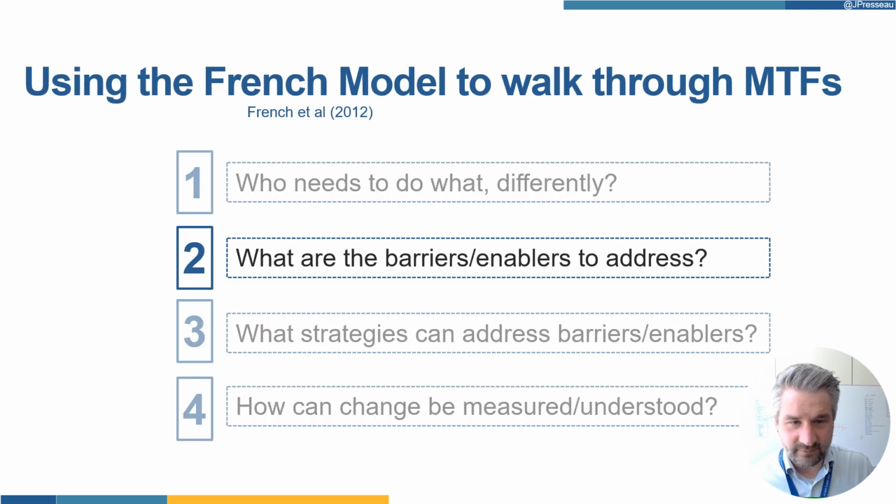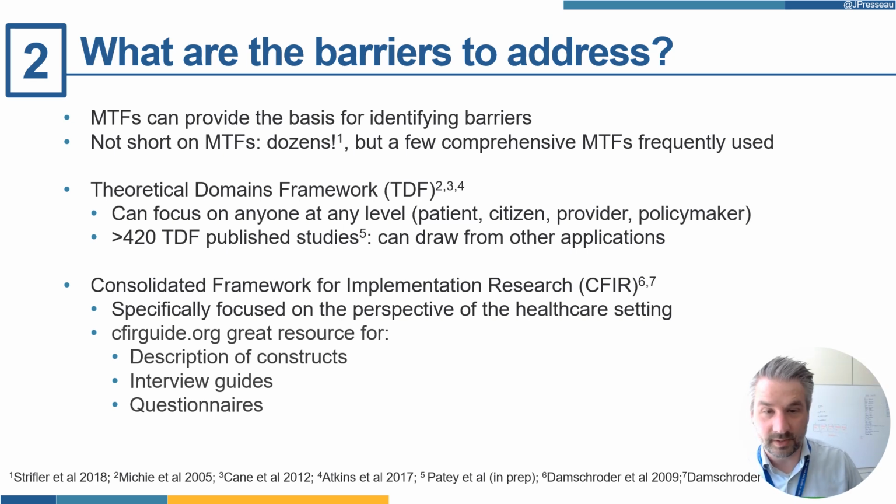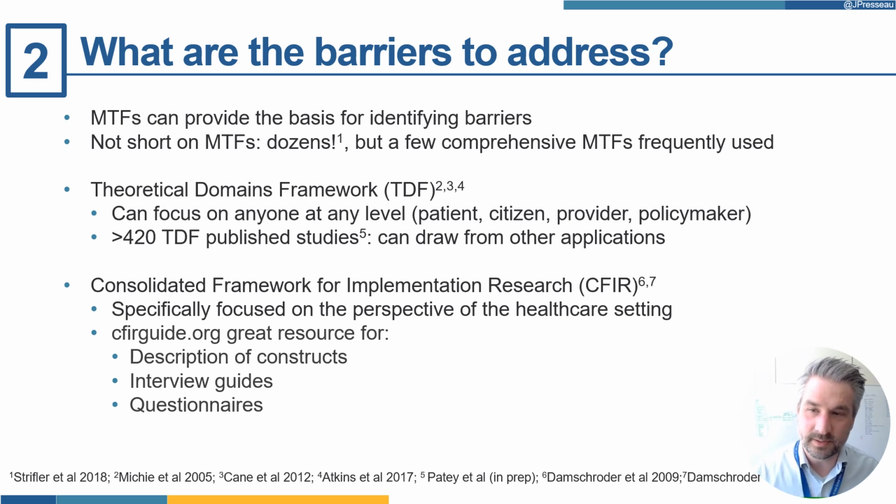So once we've identified who needs to do what differently, the next step is to identify what are the barriers and enablers to address. And this is the area probably where a large majority of models, theories, and frameworks have been applied within implementation science, so it's worth getting a sense of what are the main frameworks that have emerged within that space. Now, we're not short on models, theories, and frameworks. There are dozens that help in this space.